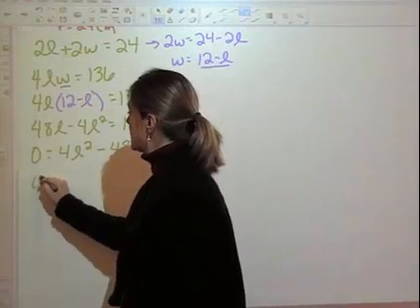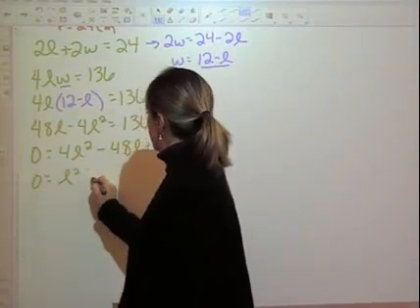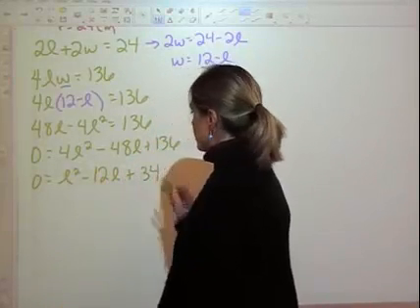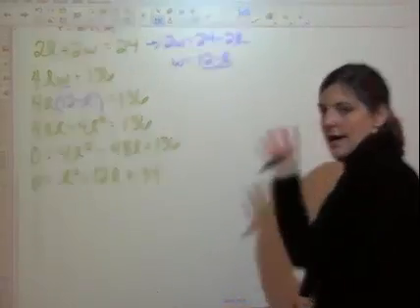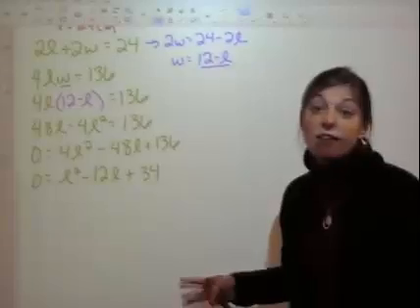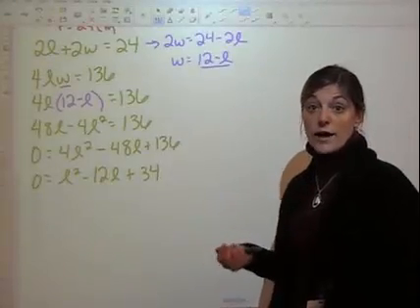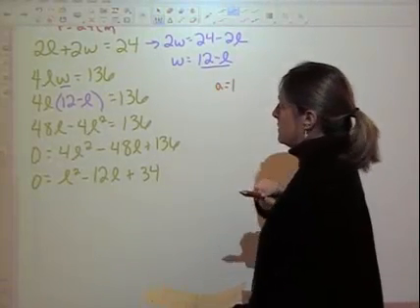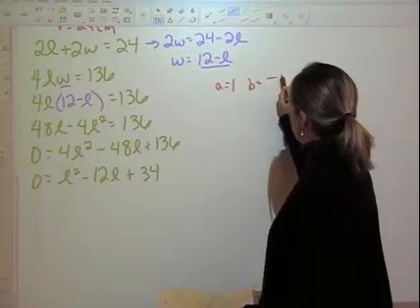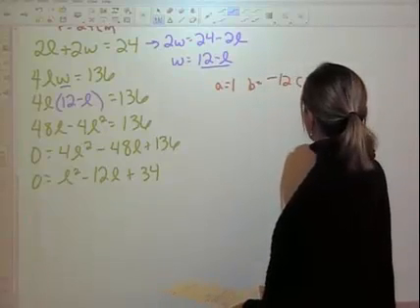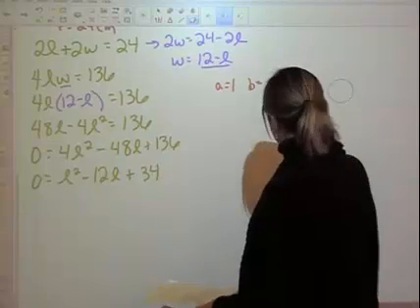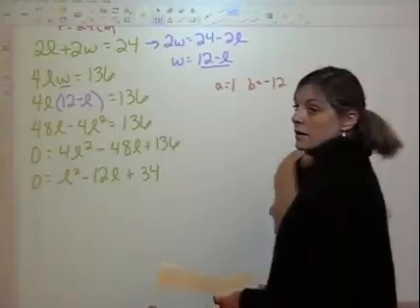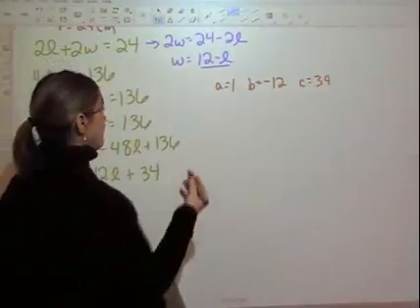So 0 divided by 4 is 0. And then this becomes L squared minus 12L plus 34. Now you can look at trying to factor it, but I'll tell you right now it's not going to factor. So let's use our quadratic formula. So we know A is 1, B is negative 12, and C is 34. All right, so we can plug that into our formula.